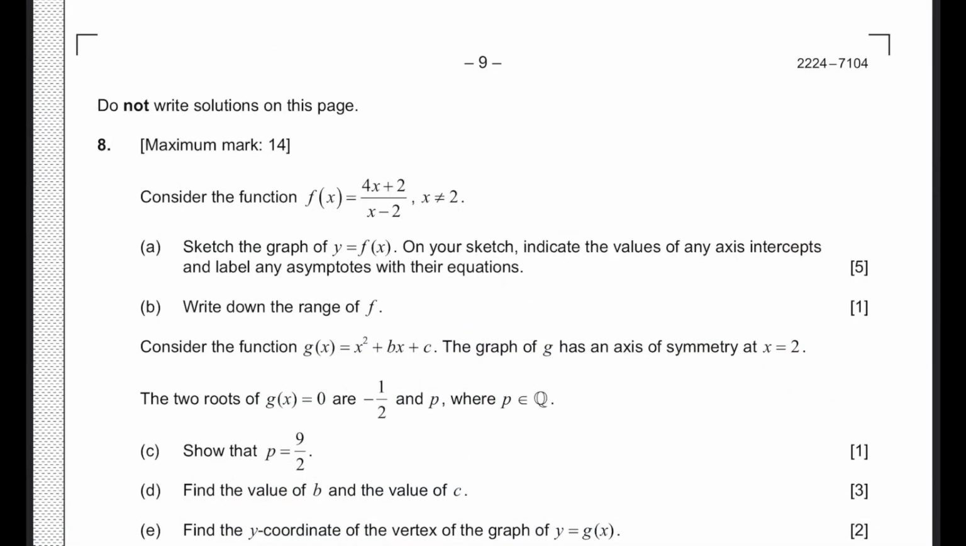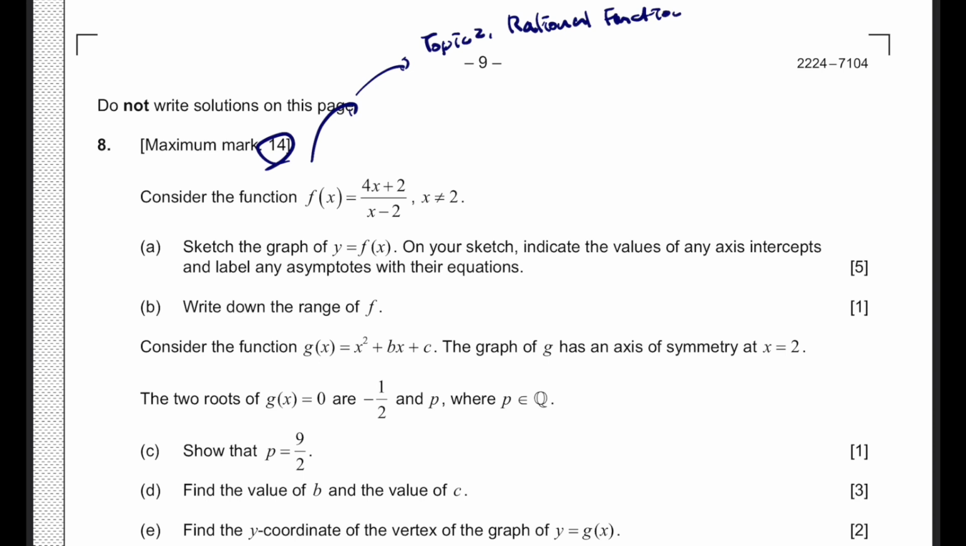Okay, everyone, so let's try question number 8. This question has a maximum mark of 14 points, and you can see that we need to consider the function f of x equals 4x plus 2 over x minus 2, where x is not equal to 2. So this is a rational function, meaning this question is derived from topic 2, the rational functions section.